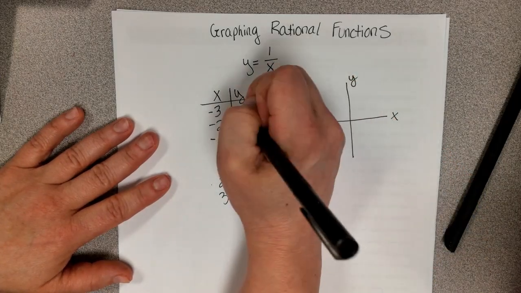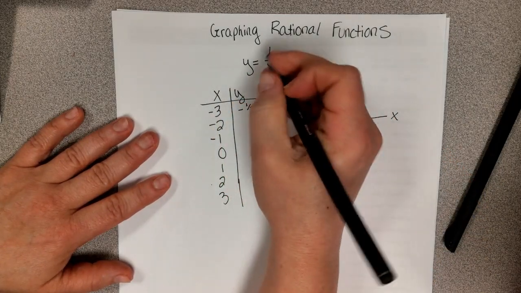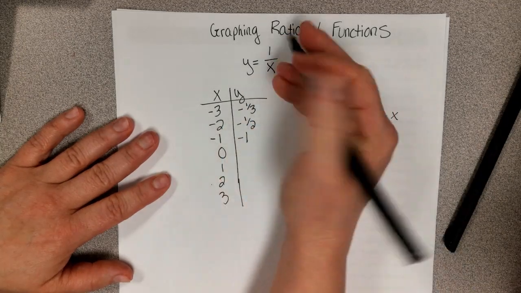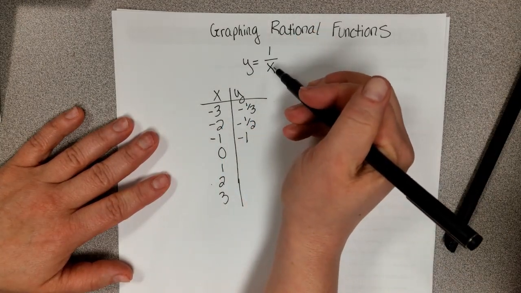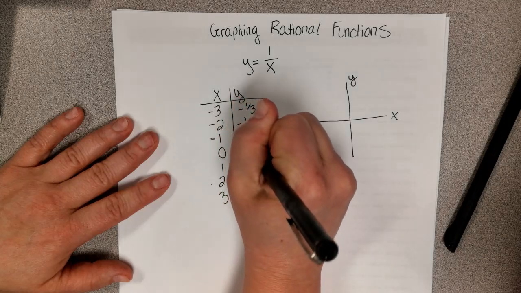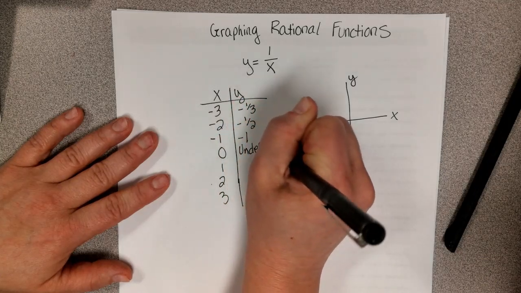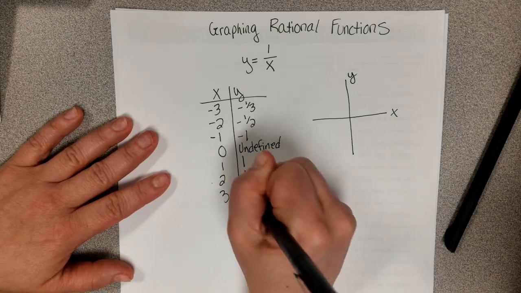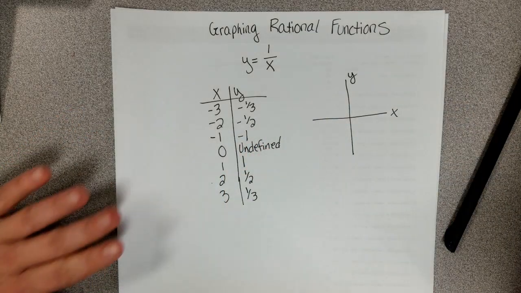So 1 over negative 3 would be negative 1/3. Negative 1/2. 1 over negative 1 is negative 1. 1 over 0, since you can't divide by 0, that's going to be undefined. Let's not do that. 1 over 1 is 1. 1 over 2, 1 over 3. So I'm going to come over here and graph those.